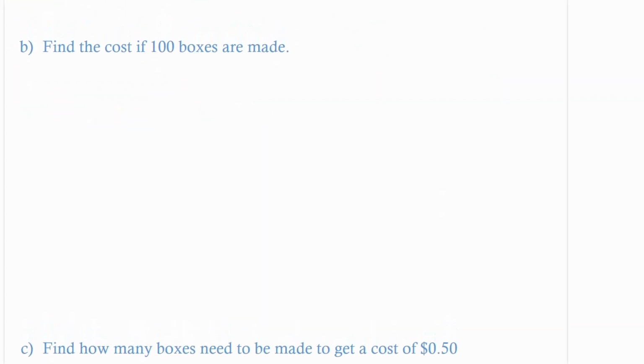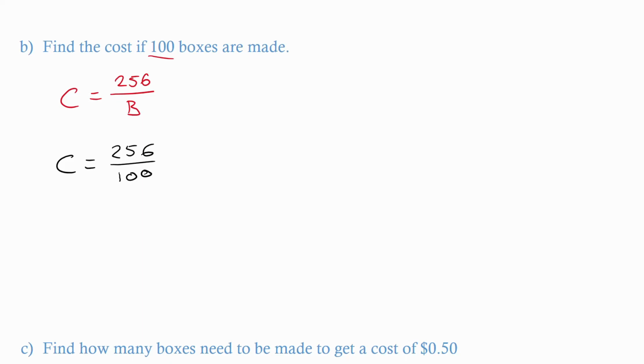Usually the next question is something like this, where it's said, all right, find the cost if 100 boxes are made. Now we know our formula is C equals 256 over B. Our B value now is 100, so let's substitute that in. So 256 over 100. So we know that the cost is going to be $2.56. So I've used that equation I found in part A.